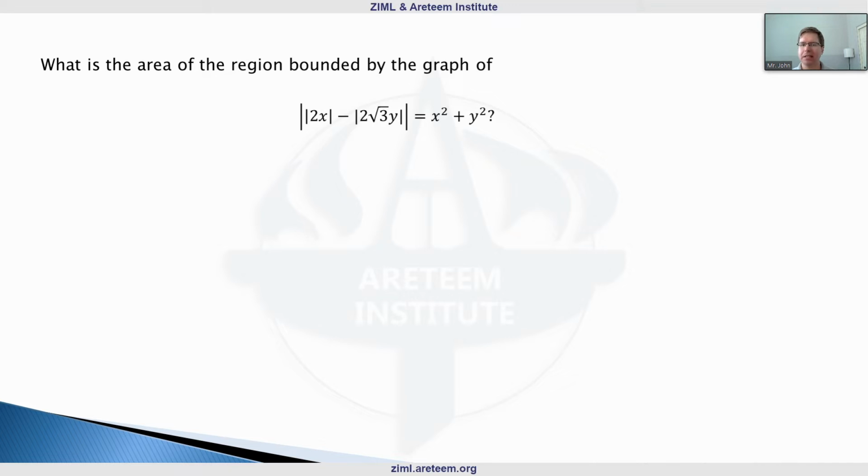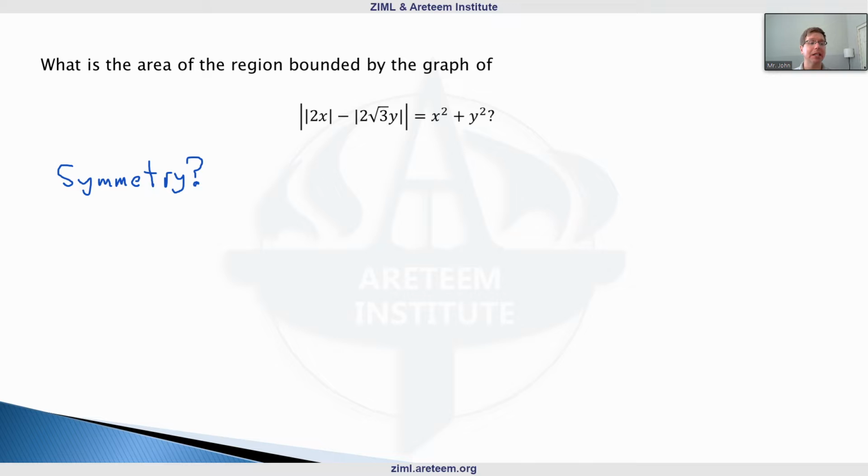Okay, let's jump in and focus on our equation and our graph a little bit. We have a lot of absolute values, these nested absolute values, so let's start thinking about what's going on with this equation. Our first question is going to be about symmetry. Is there symmetry in this graph?